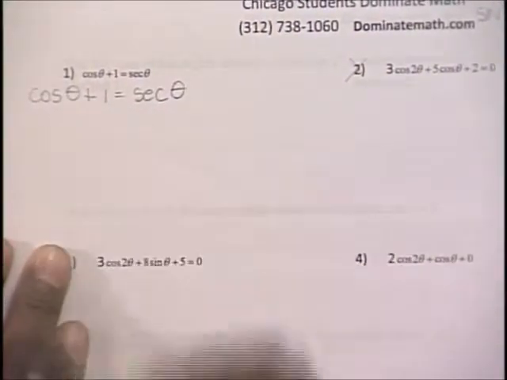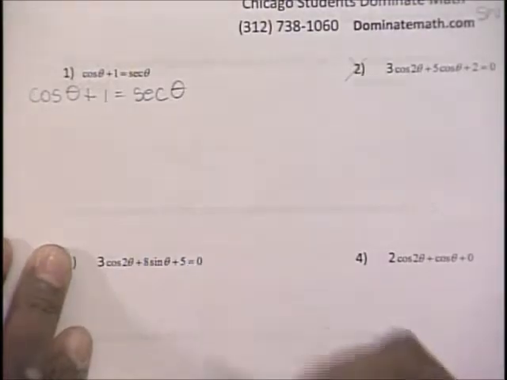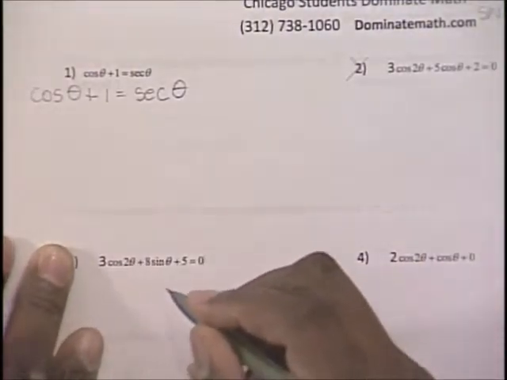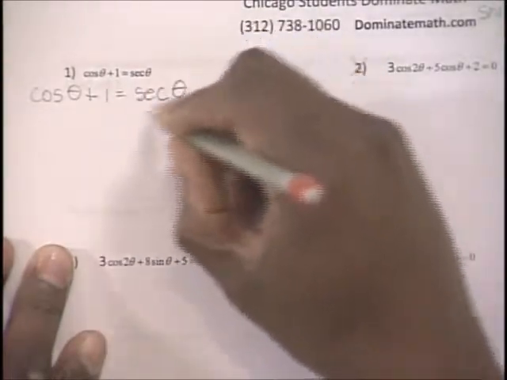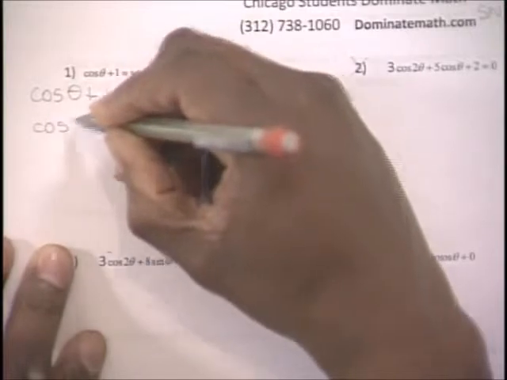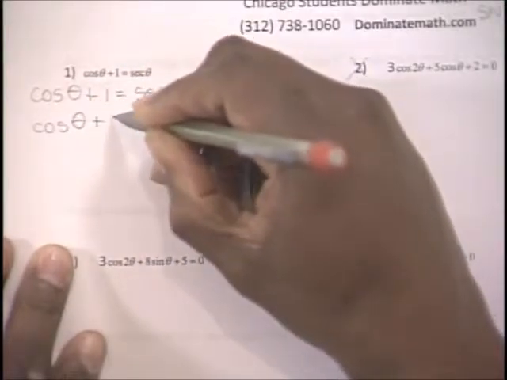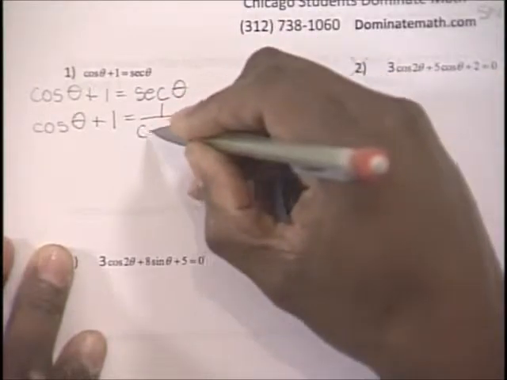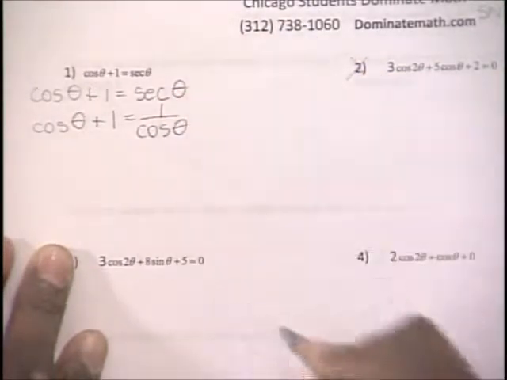The first step here is to see that you have two different trig functions. Because of that, you can use what we call an identity, where you have to understand that secant theta can be rewritten. Secant theta is a reciprocal of cosine theta, so that can be rewritten as 1 over cosine theta.